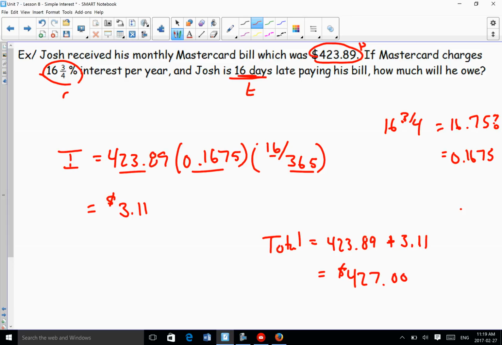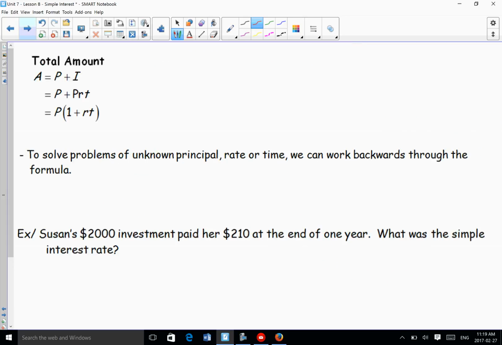Now, sometimes we can do some problem solving, so we can work forwards and backwards and things like that. A couple key ideas to remember. The amount, like the last question, is always made up of your principal plus your interest. Sometimes you know your amount and your interest, and you want to solve for your principal. So you can rearrange this equation and work backward and forward with it. There are also some other slightly nicer versions of this equation we can use: P plus PRT, or if you common factor, P bracket 1 plus RT.